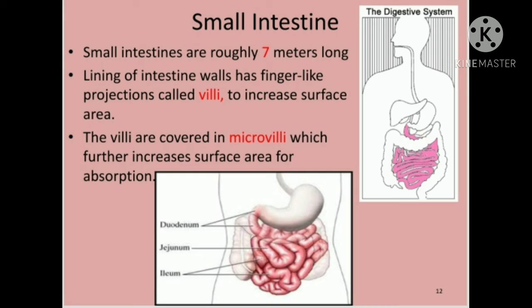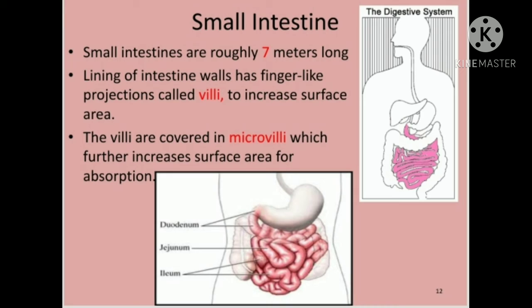Now, the small intestine is divided into three parts: duodenum, jejunum, and ileum. The duodenum is the upper portion. It is about a 26 centimeter long U-shaped structure. The duodenum turns towards the left side of the abdominal cavity below the stomach. Coming to the jejunum, it is about 2.5 meters long, the coiled middle portion of the small intestine. It is narrower than the duodenum.